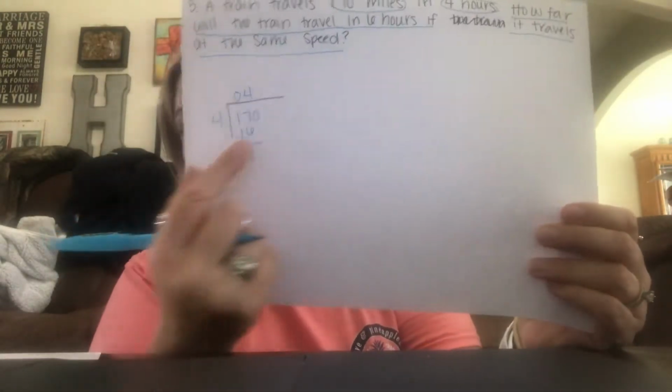So 4 does not go into 1, so we're going to put a 0 over 1. It does go into 17. It goes in 4 times. 4 times 4 is 16. And we're going to subtract that, and it leaves us with 1. This is what we've got so far. Now we do need to bring down that 0. So that 1 is now going to become a 10. 4 goes into 10 2 times. 2 times 4 is 8. And we're going to subtract 8 from 10, and that leaves us with 2.